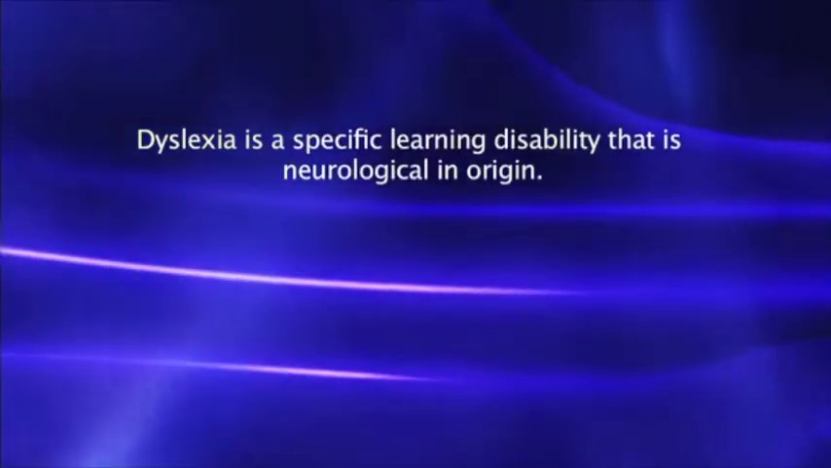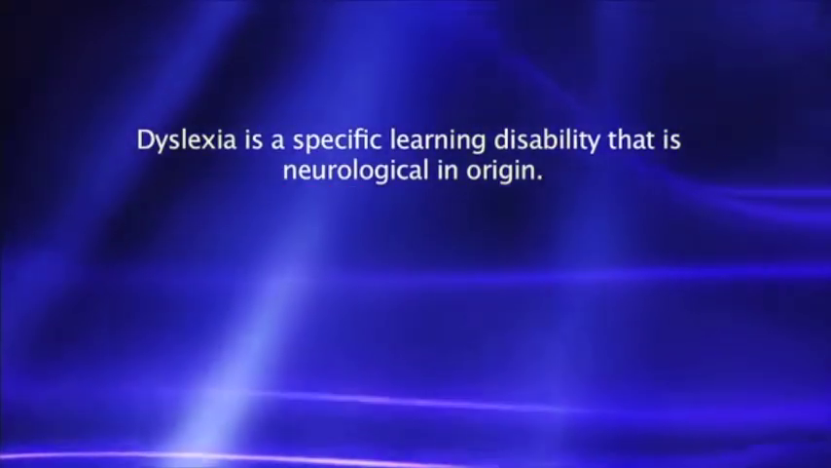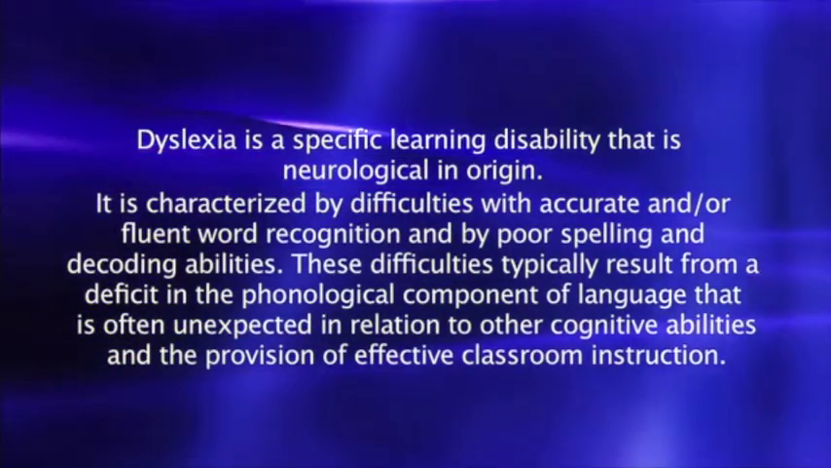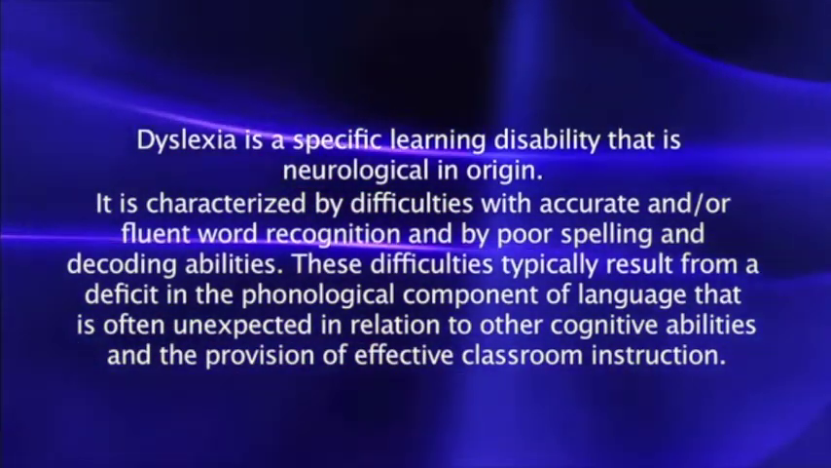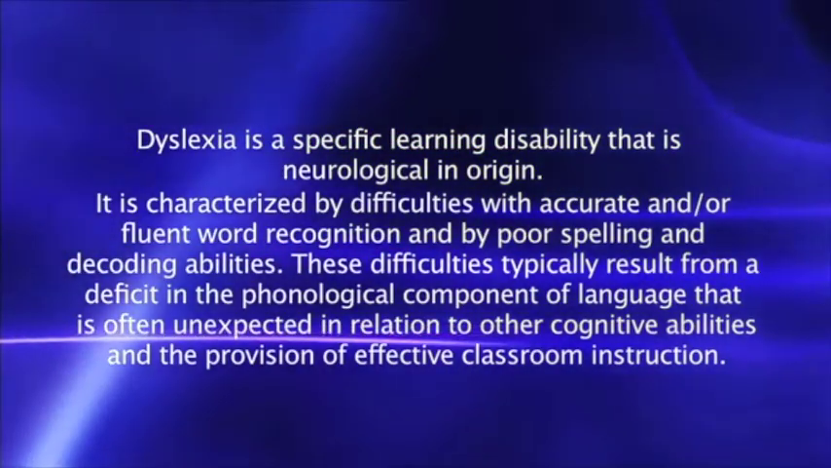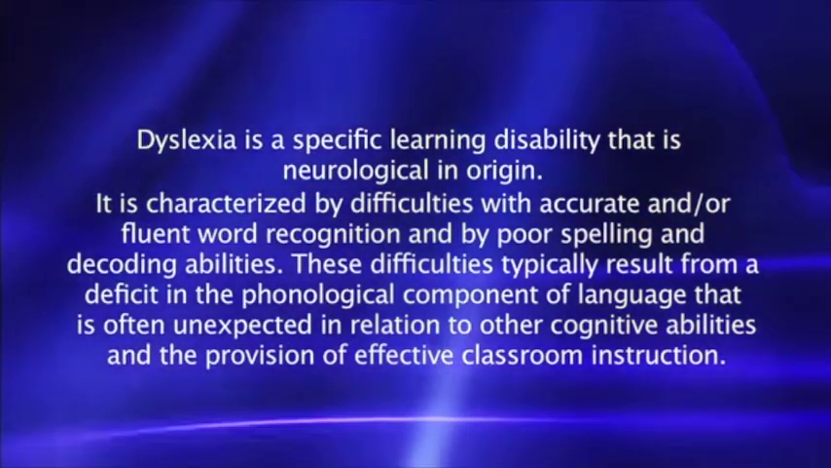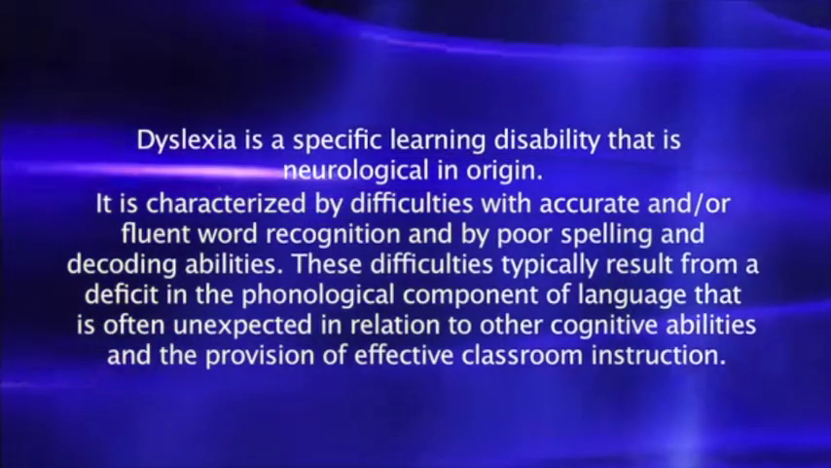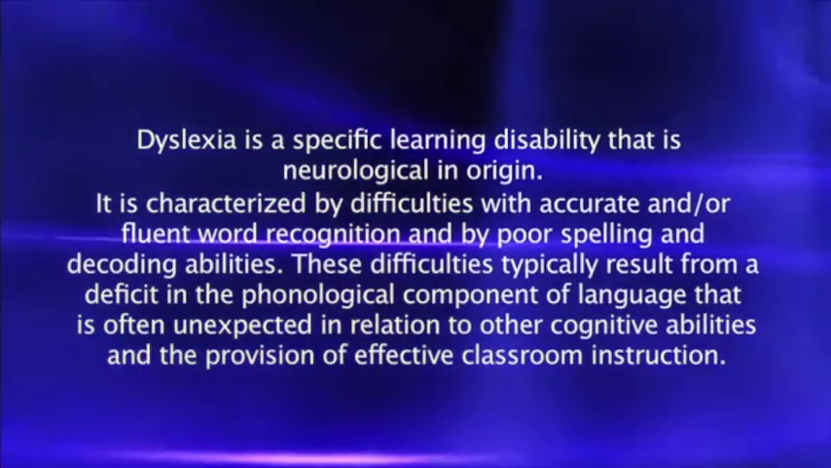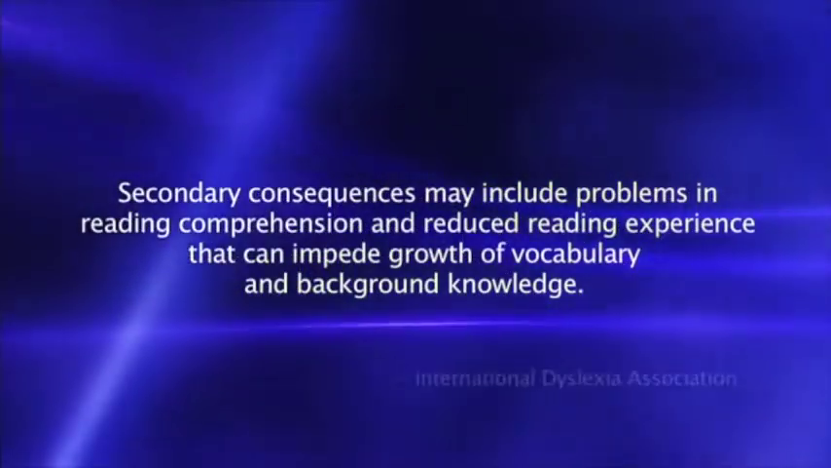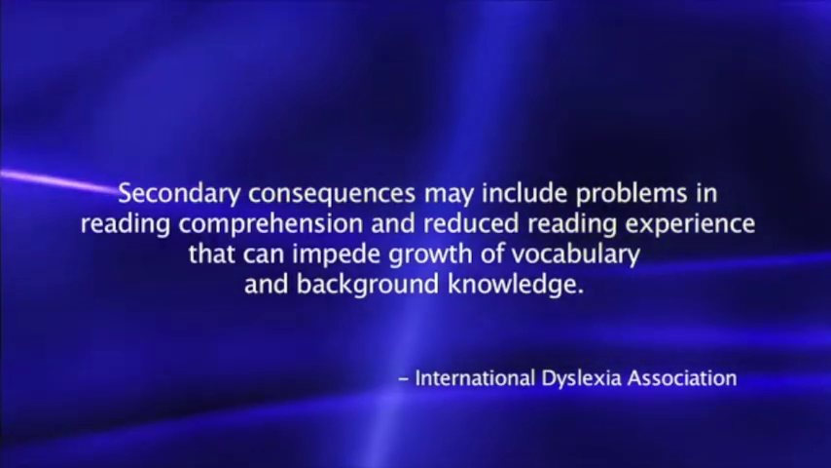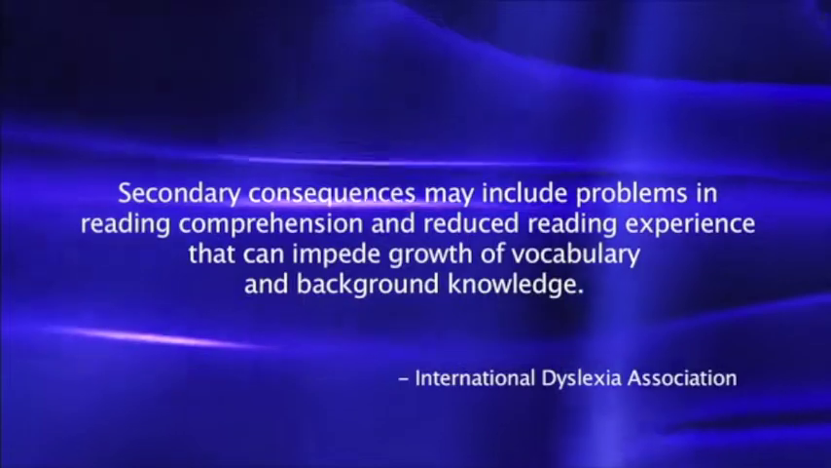That's a different analysis. Right, and we'd like to read the definition of dyslexia by the International Dyslexia Association. Dyslexia is a specific learning disability that is neurological in origin. It is characterized by difficulties with accurate and/or fluent word recognition and by poor spelling and decoding abilities. These difficulties typically result from a deficit in the phonological component of language that is often unexpected in relation to other cognitive abilities and the provision of effective classroom instruction. Secondary consequences may include problems in reading comprehension and reduced reading experience that can impede the growth of vocabulary and background knowledge.